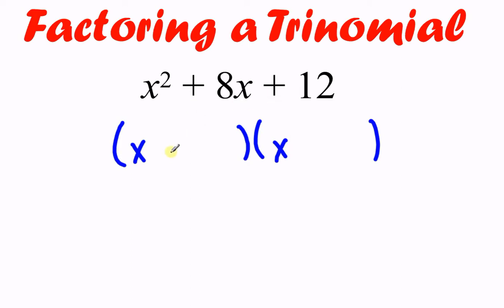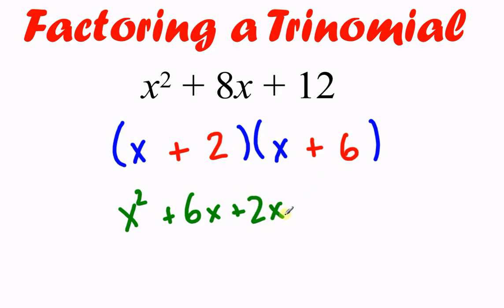It turns out that this answer is going to be x plus 2 and x plus 6. And here's why. If you actually did the FOIL method, x times x gets you x squared, x times 6 is 6x's, 2 times x gets me 2x's, and 2 times 6 gets me 12. So if you recombine these middle terms, you get back to 8, so it does turn back into this at the end.